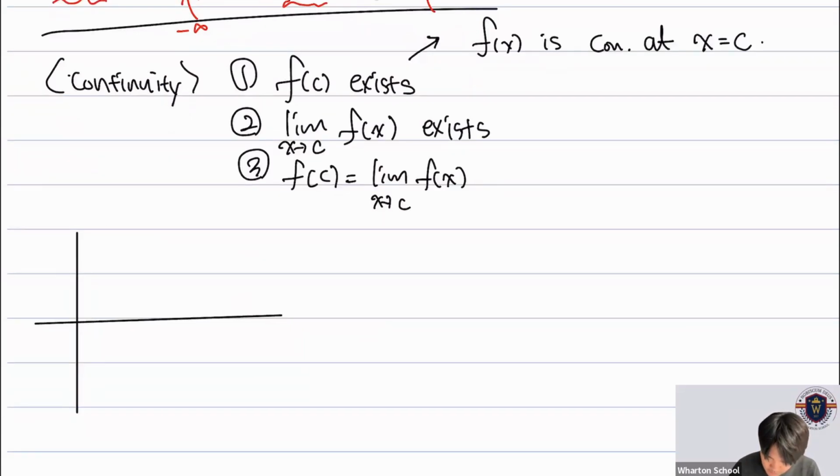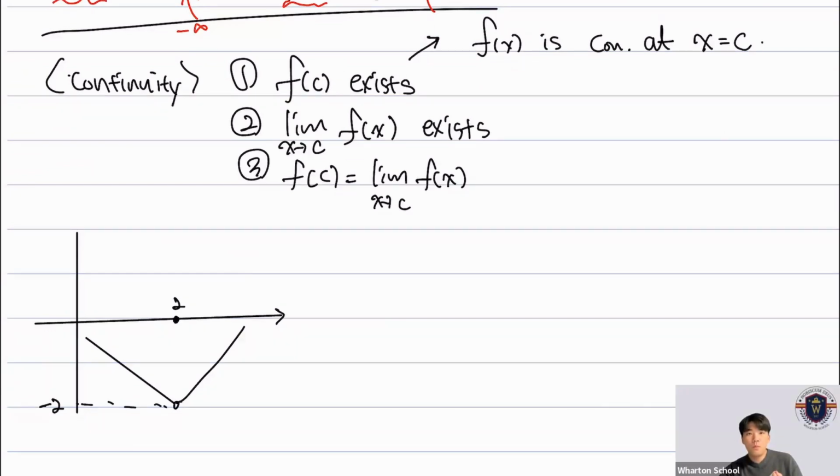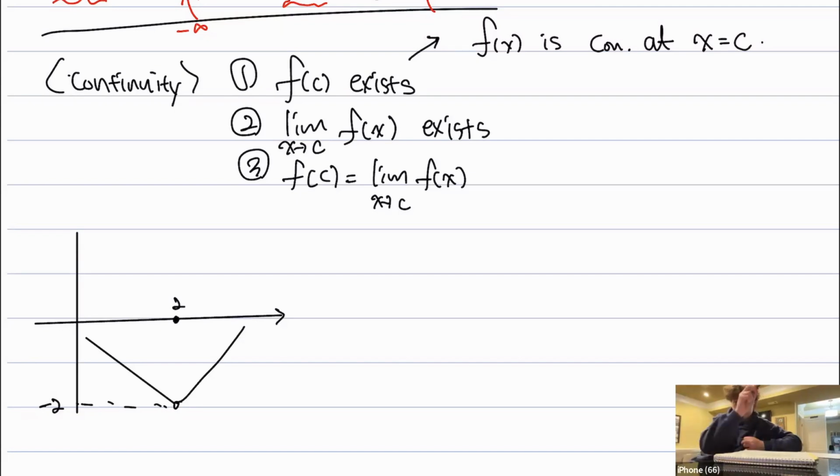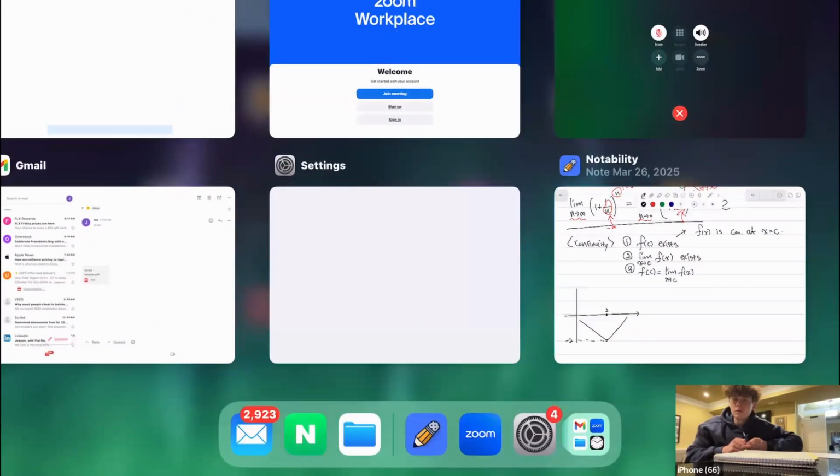So you'll see the graph looks like this. There's a hole here, and another value is different. Is this continuous? No. Why? Because f of c is different than the limit as x approaches c. It's defined at 2, but the limit is approaching -2. So f of c exists, and the limit exists, but they don't match each other. So this is called removable discontinuity.